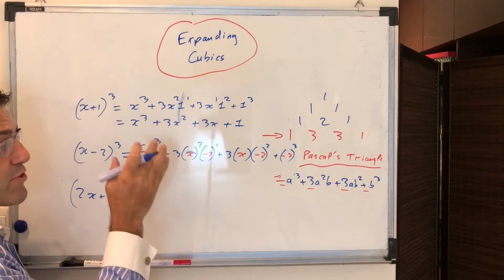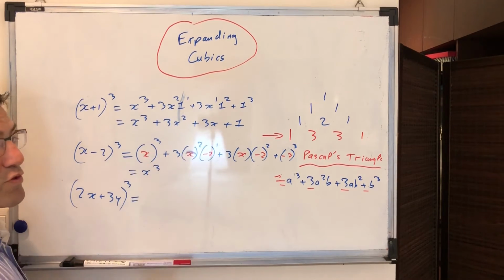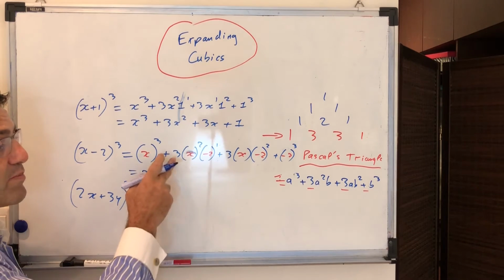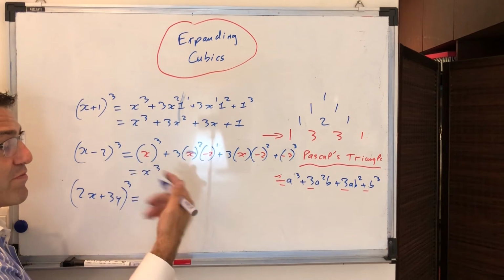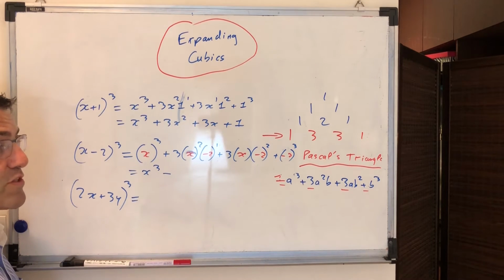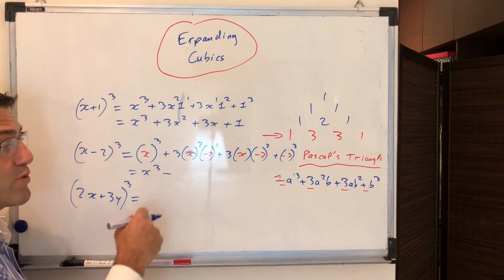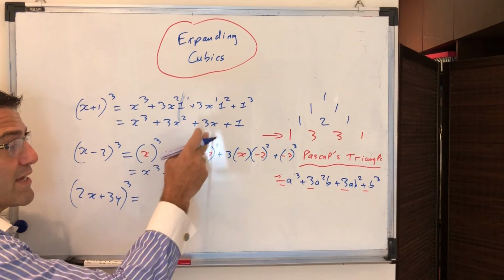And then I get 3 times x squared times negative 2 to the power 1. Well, negative 2 to the power 1 is still negative. So I get a positive times a negative. My number is going to be negative. I like to work out if the number is positive or negative first, so that I don't make a mistake. And then I'm left with 3 times 2, which is 6, and then x squared.